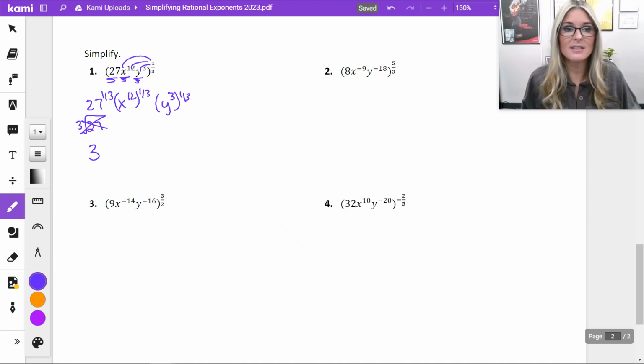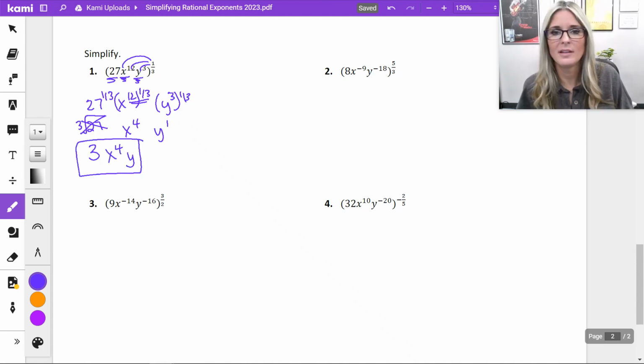Let's go on to x raised to the 12th power, then raised to the 1/3 gets multiplied there. 12 times 1/3 is 4. Same with the y cubed raised to the 1/3. Get to multiply those, 3 times 1/3 is 1. So it looks like our final answer is going to be 3x to the 4/y.